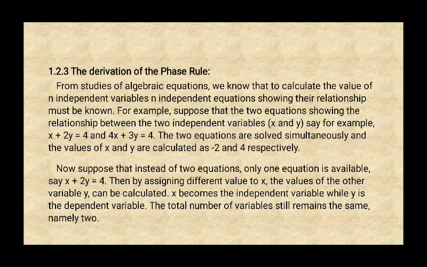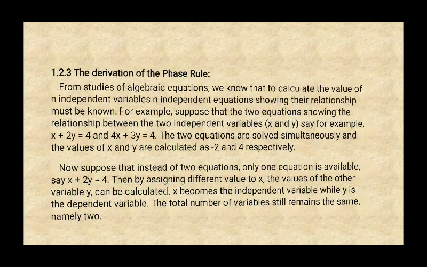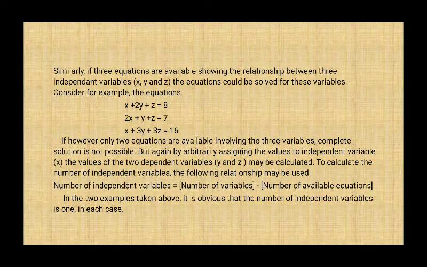Now suppose that instead of two equations, only one equation is available, say x plus 2y is equal to 4. Then by assigning different values of x, the value of the other variable y can be calculated. x becomes the independent variable, y is the dependent variable, and the total number of variables still remains the same, namely 2.